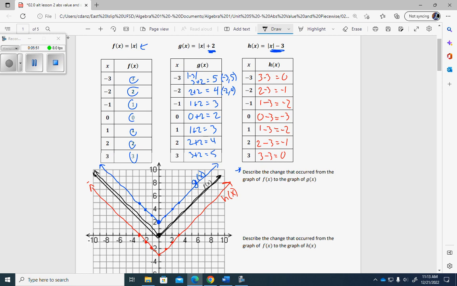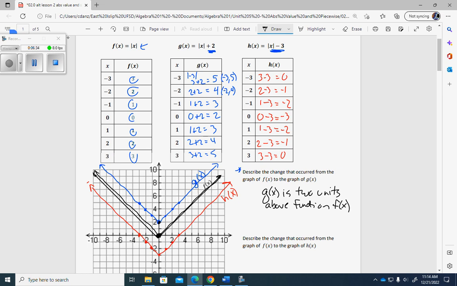So if I look at the vertex of function f and the vertex of function g, it is up 2 units. And it's not just the vertex that's up 2 units, it's the entire graph that's up 2 units. Every point is increased by 2. I'm going to say that the change that occurred is that function g is shifted 2 units above function f. g of x is 2 units above function f.